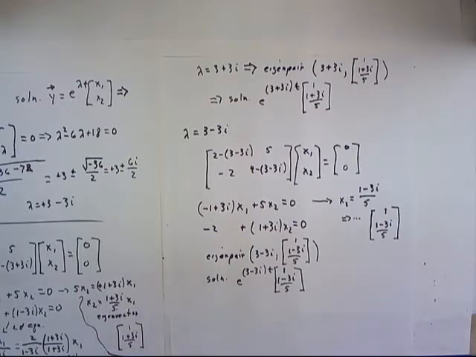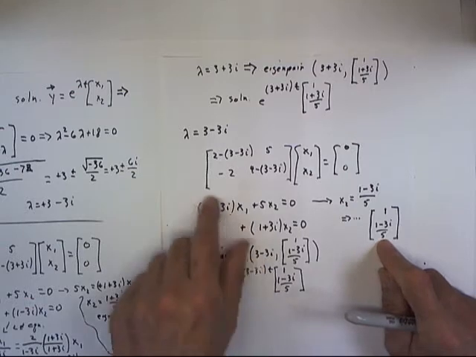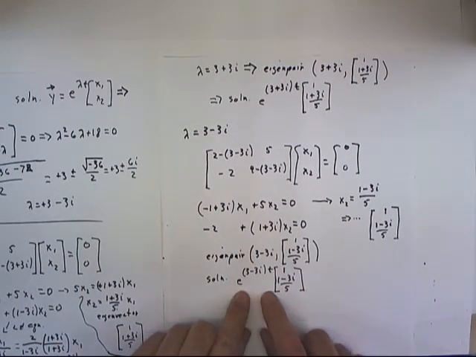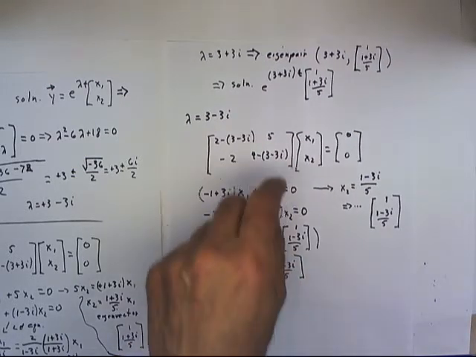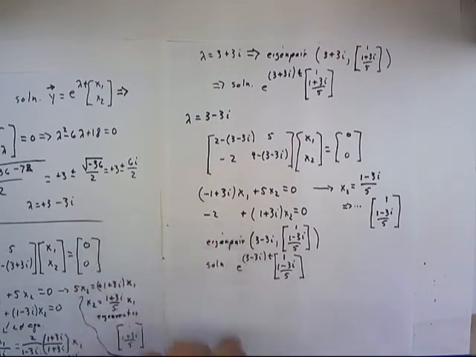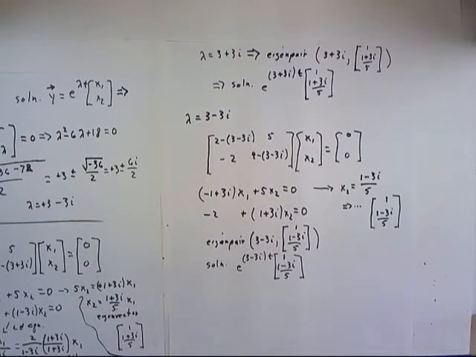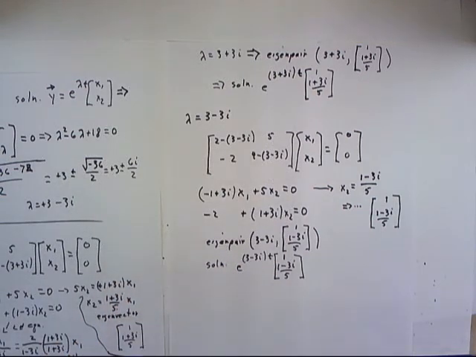So our eigenpair becomes the eigenvalue and the eigenvector, and that leads to the solution e to the lambda t times x1, x2, e to the 3 minus 3i t times the 1, 1 minus 3i over 5 vector. So now we have two solutions. We have distinct eigenvectors, so we know that the two eigenvectors have to be linearly independent, which means that these two solutions do form a fundamental set.